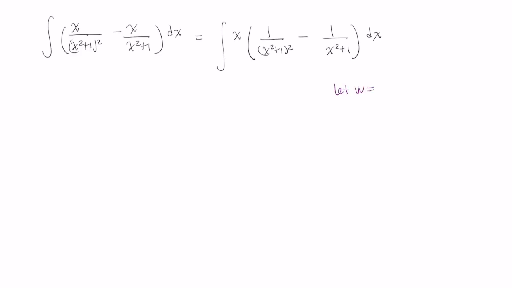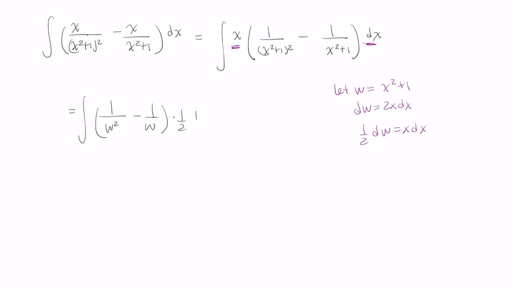So let w equal x squared plus 1. Then dw is 2x dx, or 1/2 dw equals x dx. And I have an x dx right here, which will be replaced with a 1/2 dw. So I have 1 over w squared minus 1 over w times 1/2 dw. This is just 1/2 times the integral of 1 over w squared minus 1 over w dw, which evaluates to 1/2 times negative 1 over w minus the natural log of w, plus a constant, say c1.